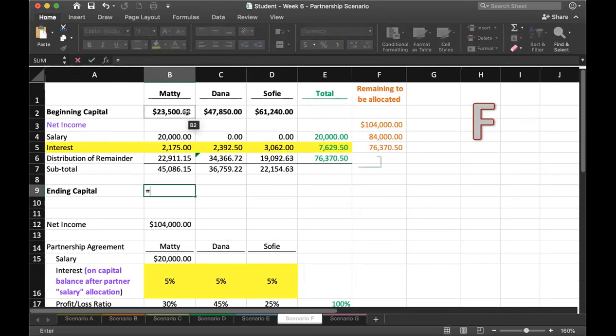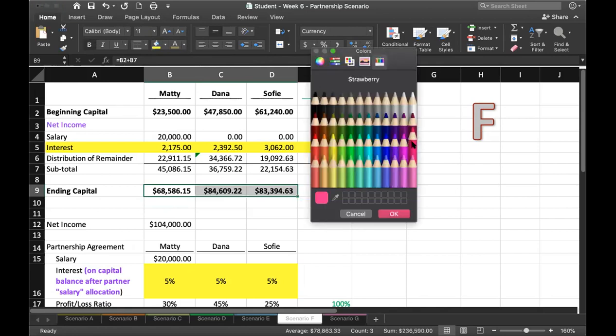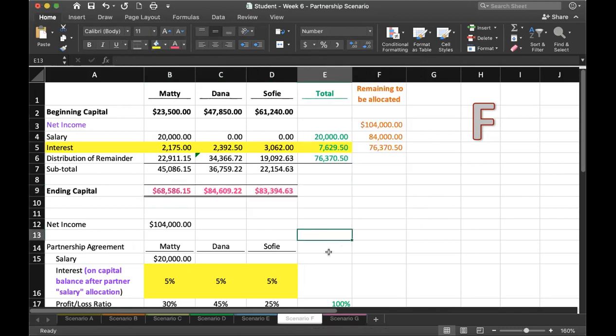And so now we are ready for our ending capital. Ending capital is beginning capital plus the amount that was allocated, this subtotal. And so at the end of the year, given this particular partnership agreement, these here are the ending capital balances for each of the partners. All right.